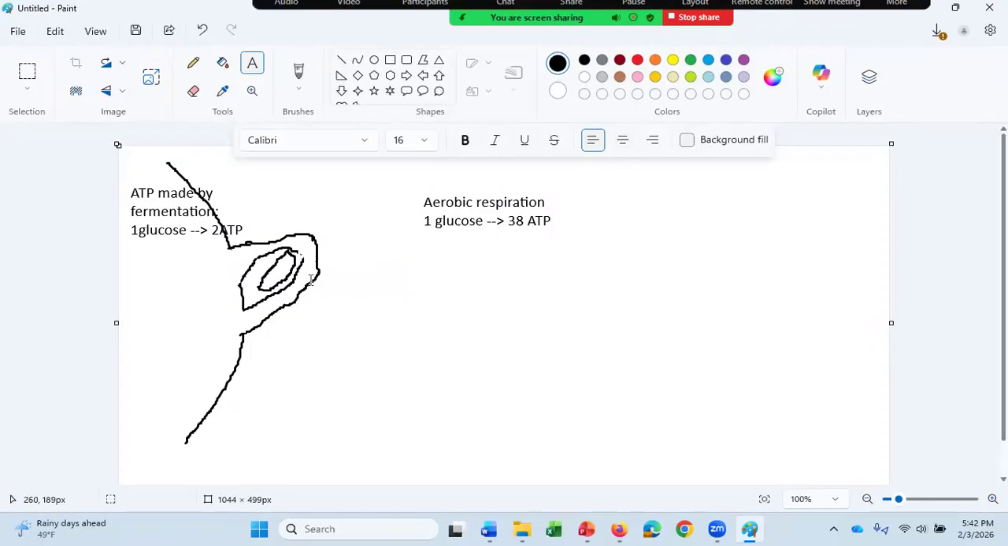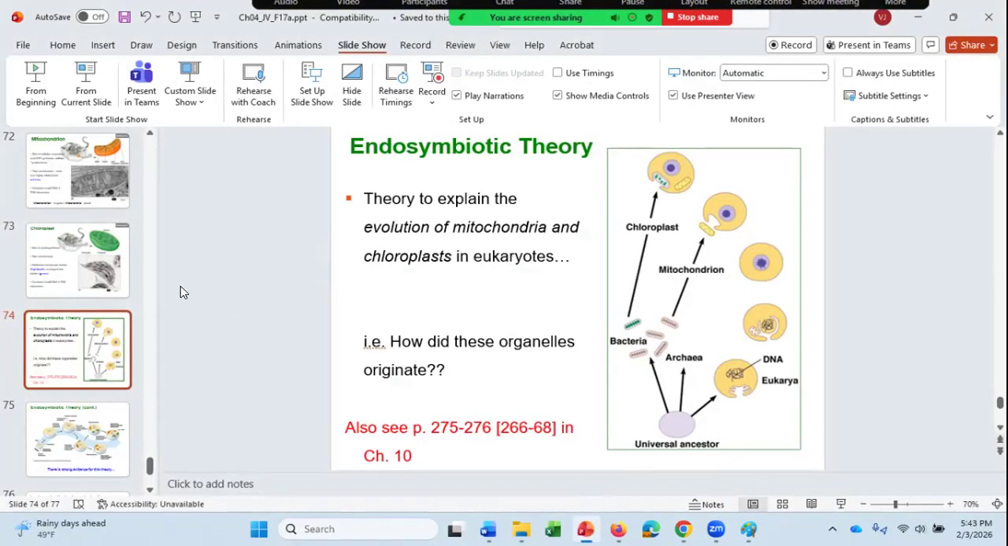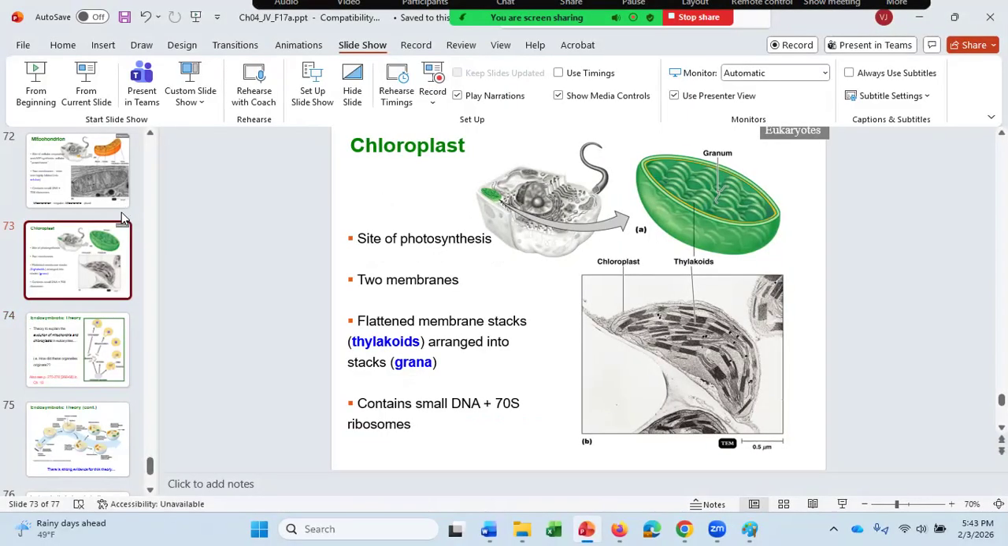If we look at the ribosome, well, first of all, there's DNA in this cell, and we would expect DNA in that cell if it was a bacteria. And if we look at the ribosomes, the ribosomes of a eukaryote are 80S in size, and the ribosomes of a bacteria are 70S in size. If we look at the ribosomes of the mitochondria and the chloroplast, they are 70S in size.